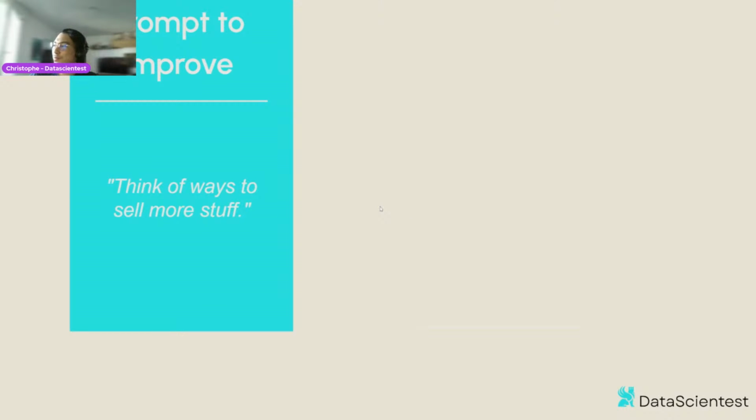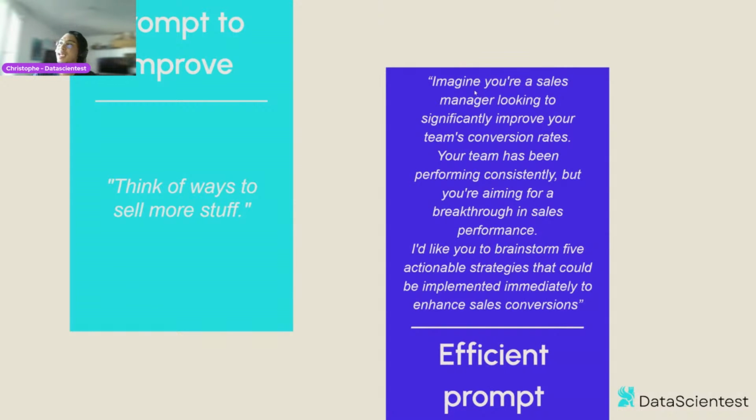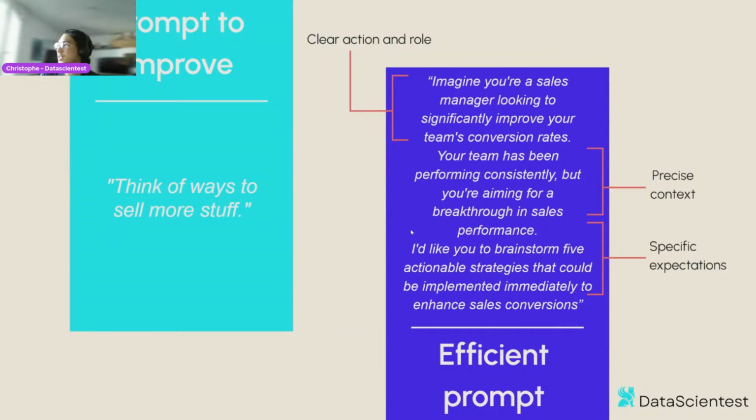The way you can improve this prompt, because maybe what you want is ideas to sell more of the product you are creating, could be this. Again, I want to give it a clear role and an action. Imagine you're a sales manager that wants to improve conversion rate in your team. You give it a context: the team is performing well, but you want a breakthrough. And you give it a specific expectation: I want you to brainstorm 5 ideas that I can action immediately to improve sales conversion.